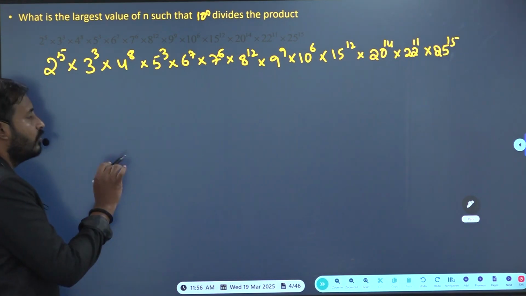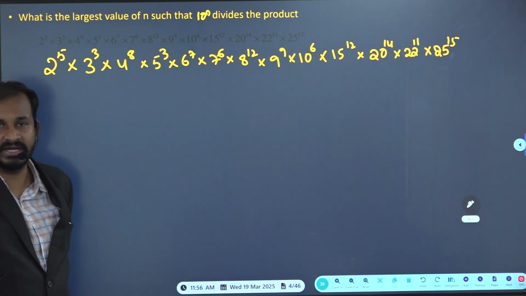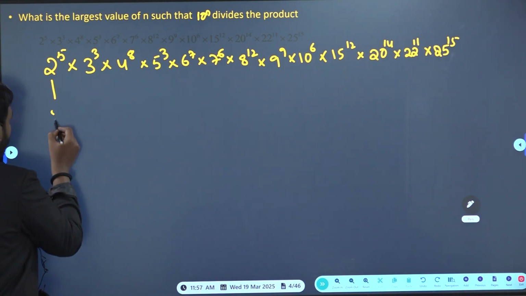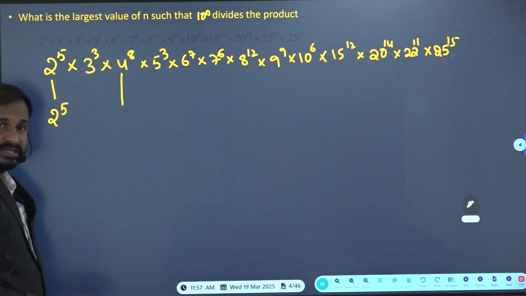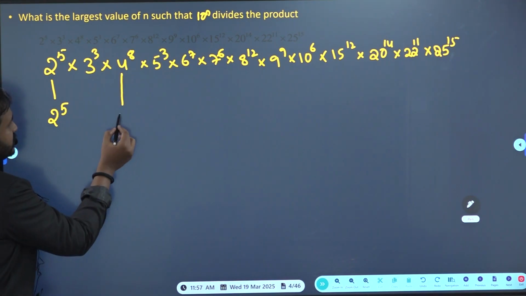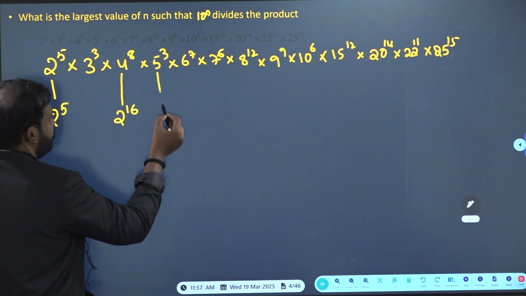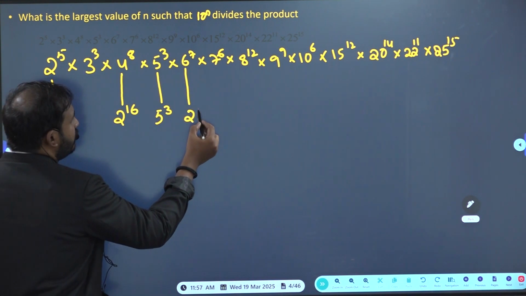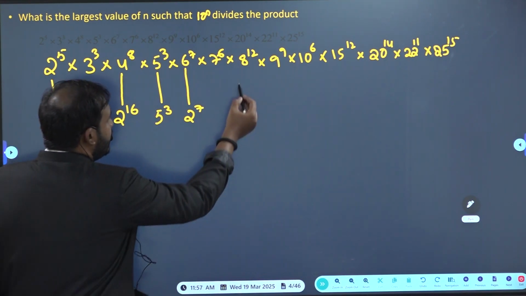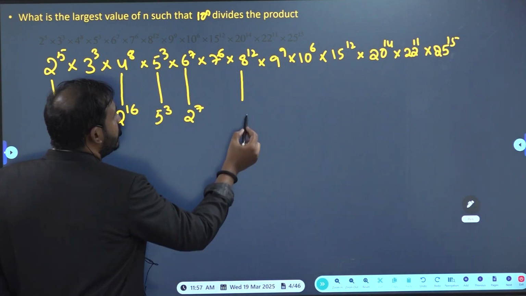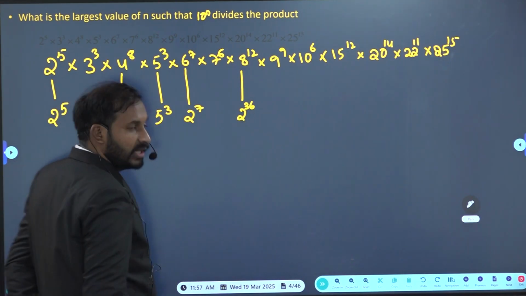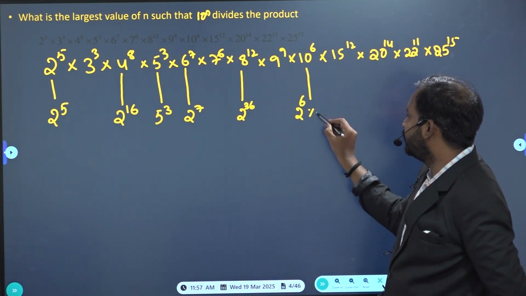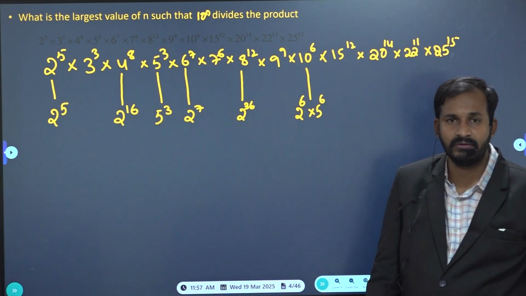Now please observe here, only concentrate on 2s and 5s. We don't require any other number. 2 power 5. Next 4 means 2 square, 2 square whole to the power of 8 means 2 to the power of 16. Next 5 I have here, 5 cube. Next 6 means 2 into 3, so 2 to the power of 7. That's it. And 8 means 2 cube, 2 cube whole power 12 means 2 to the power of 36. That is also fine. Next 10 means 2 to the power of 6 into 5 to the power of 6. Why? Because 10 means 2 into 5.